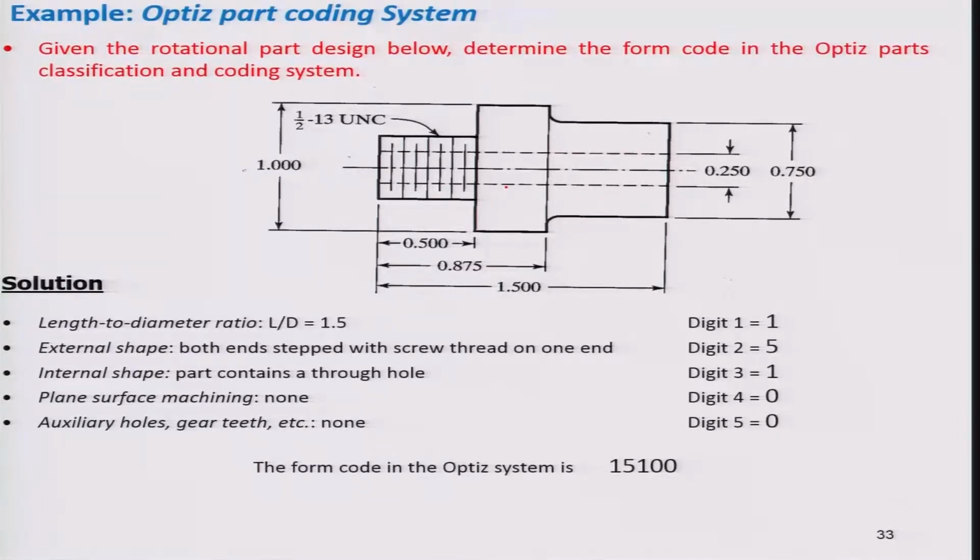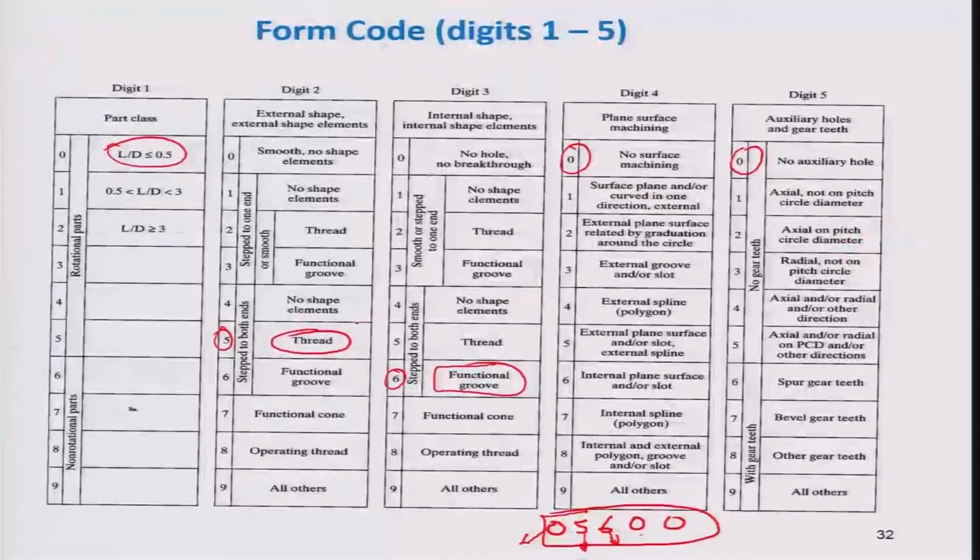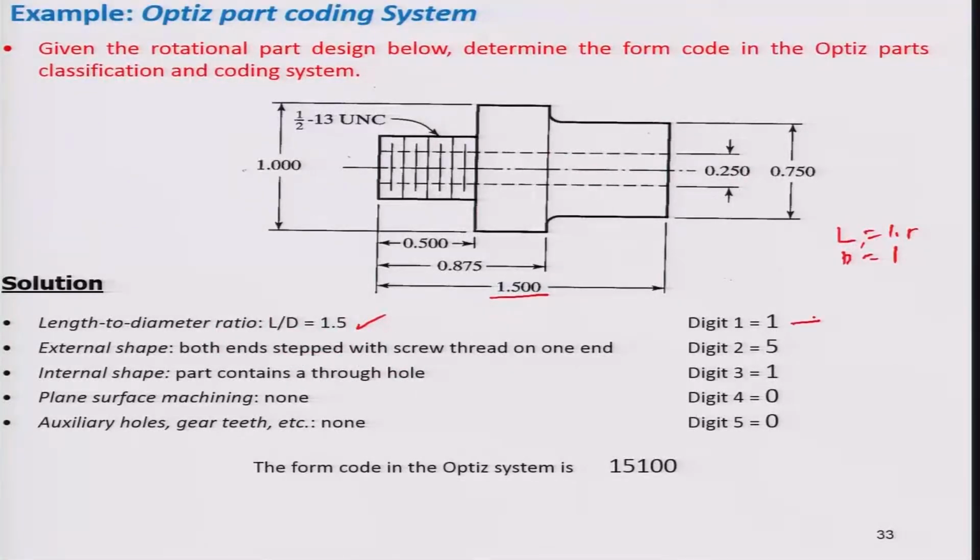So here you can see length is 1.5 and diameter is 1. So L by D is equal to 1.5. For L by D of 1.5, which is less, you have to take 1. You have to signify with 1, so digit 1 is equal to 1.